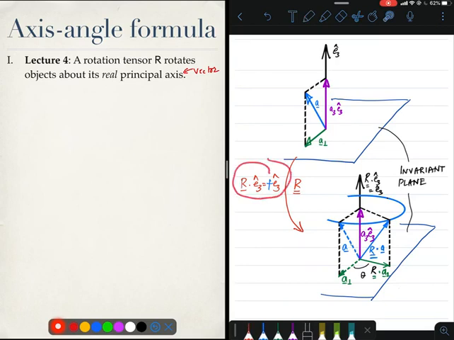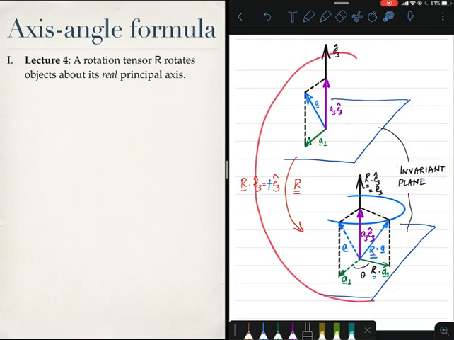So R operates on this system, and A3 E3 remains the same. A perp is swung over to some other vector whose length is the same as this vector, but there is an angle by which it rotates around E3, and A goes to R dot A, and basically the length remains the same because it's a rotation tensor, but it swings across by an angle theta. Okay, right? And recall this concept of the invariant plane, which said that any vector which lies in this plane remains in the plane. Okay, all right.